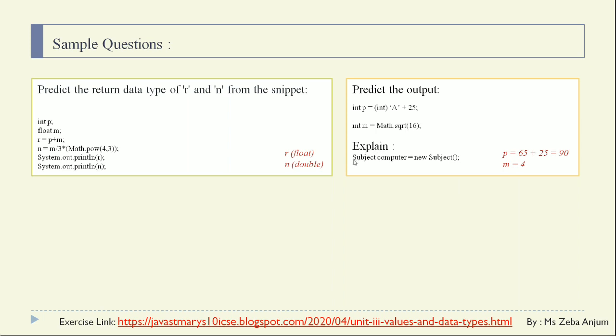Now the next question that you can see is subject computer equals to new subject. You have to explain this line. Remember when we were declaring an object of the classes, over there we have seen a syntax, and please try to compare that syntax with this one. Subject computer equals to new subject and parenthesis. So we can say that subject is a class name, computer is an object that we are creating, new is a keyword, and subject again is a class name. So with this line we are actually trying to create an object with the name of computer of class subject.